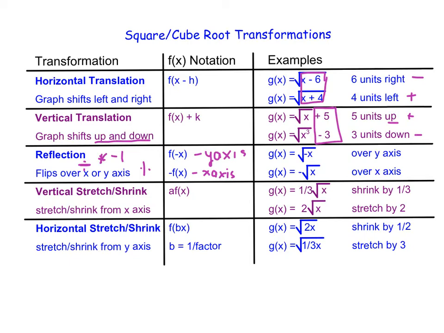Then finally, we have vertical stretches and vertical shrinks. A vertical stretch or shrink is something that happens on the outside of the function. That's our a value, works just as expected. A shrink, you multiply by the number. A stretch, you multiply by the number.